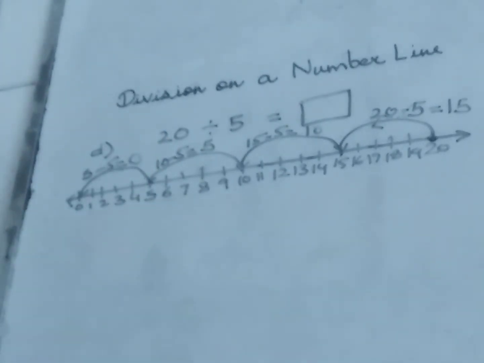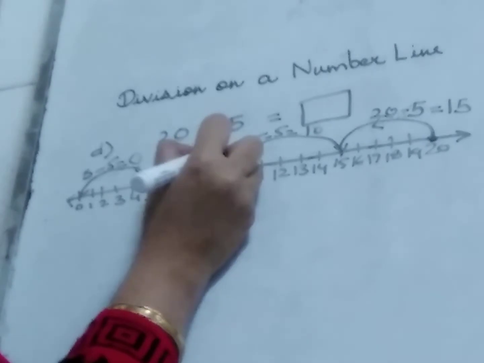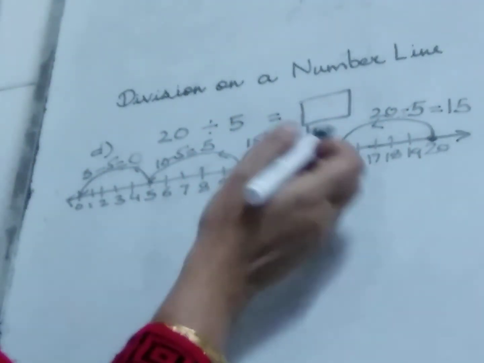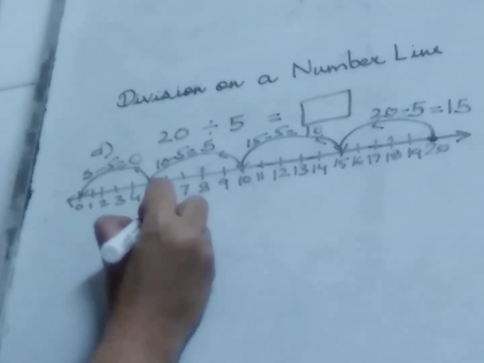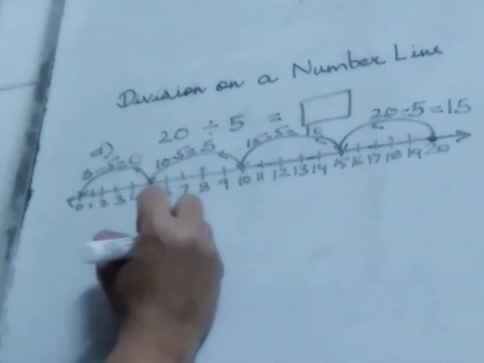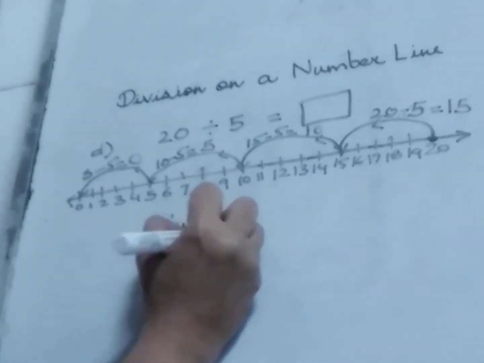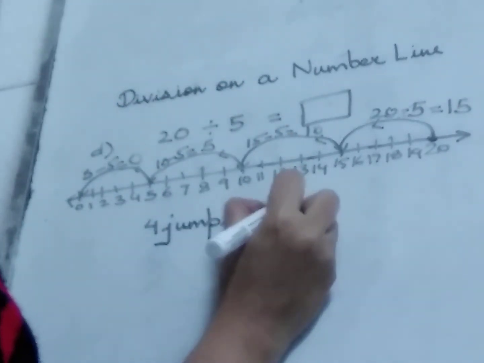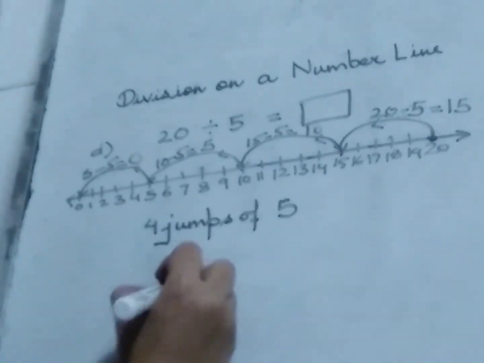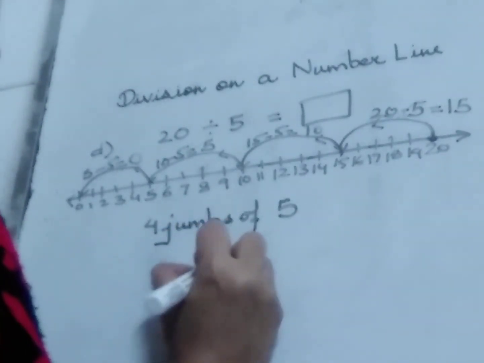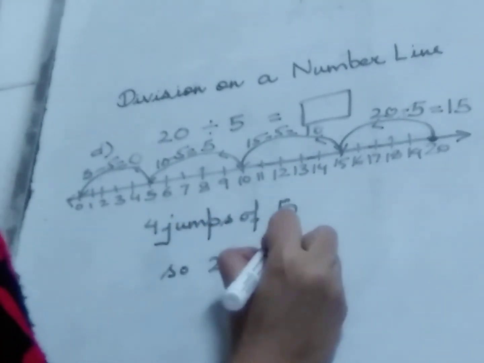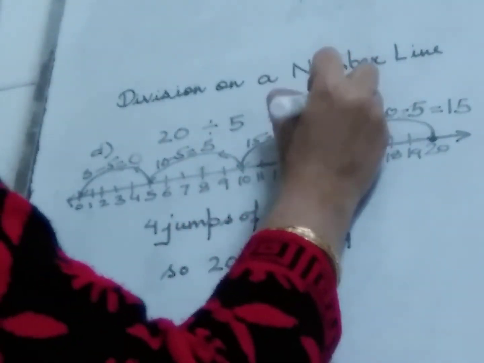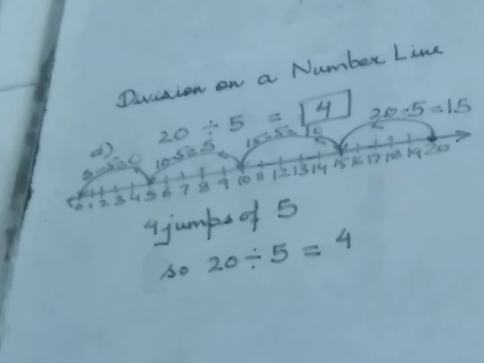So how many times did you jump to reach 0? Count the steps. 1, 2, 3, 4. So you made 4 jumps of 5. So 20 divided by 5, the result is 4. The quotient here is 4. This is all for today.